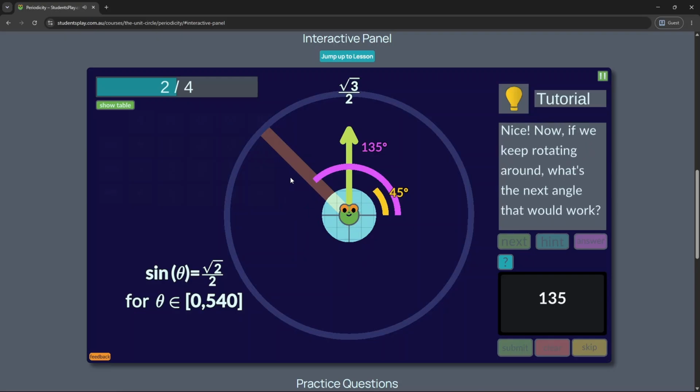Nice. Now, if we keep rotating around, what's the next angle that would work? Right, well, if we keep going down here, there's no opposite lengths that are positive. They're all negative, so we're not going to get anything down here. We have to go all the way to 360, then add a bit, add on this 45. We can also just think about how 45 works, and then if we go 360 around, we'll get another angle that'll work just straight up. So 45 plus 360, 405? Nice.